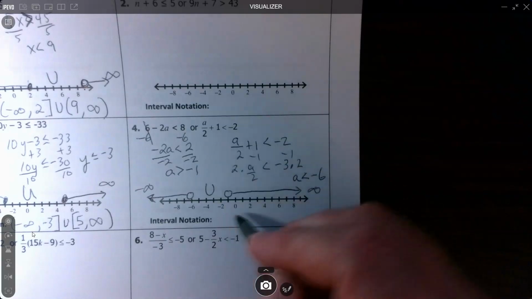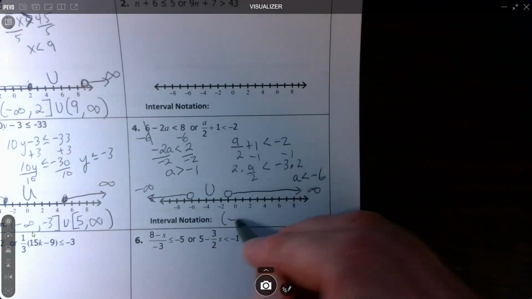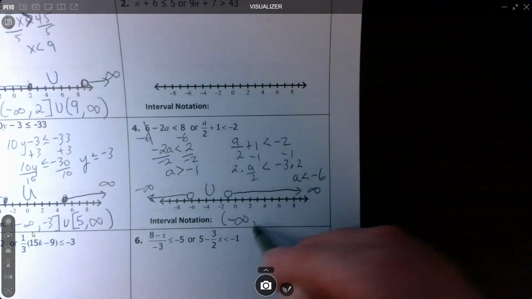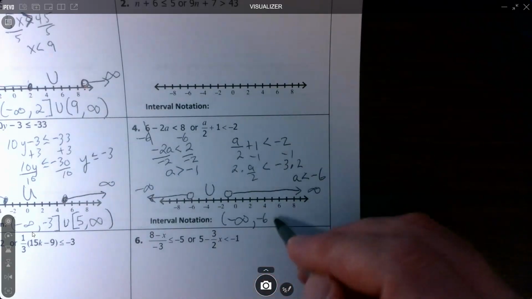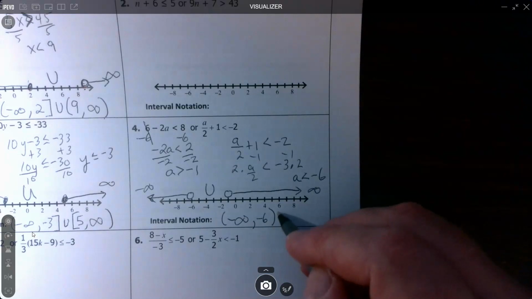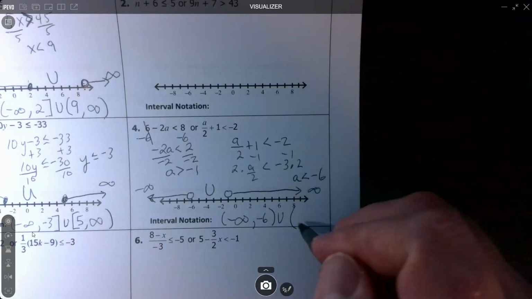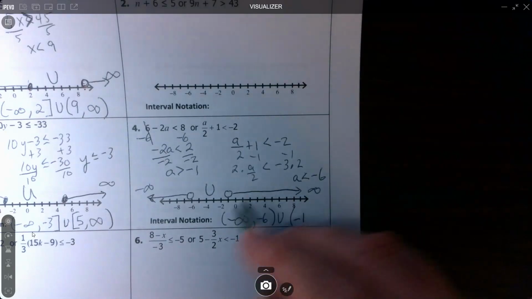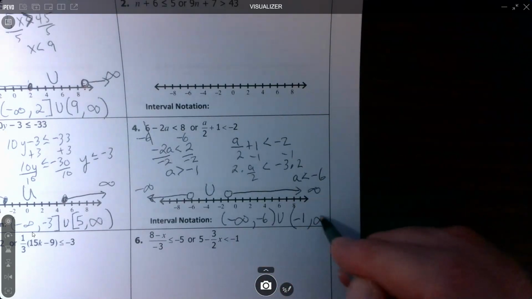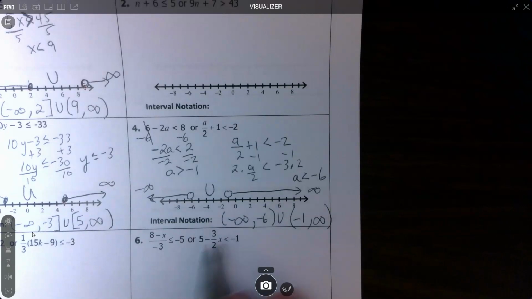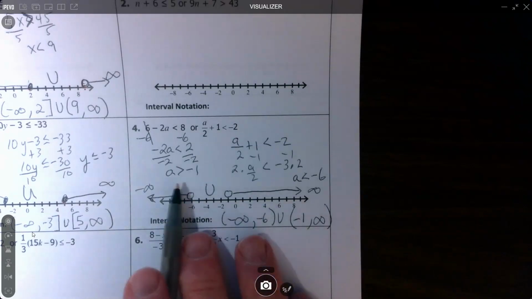So the first one's going to be parenthesis, negative infinity, all the way up to negative 6, and because it's not filled in, that's a parenthesis as well, a union, and then we're starting off at negative 1, also not bracketed, and going all the way to infinity. So in this case we have no brackets whatsoever.